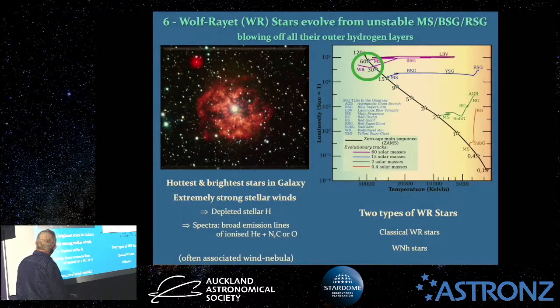They'll often have, as this one here too, an associated wind nebula, and that's just ejected material that's been all cast off from it, and it's just all hanging around in a nebula type situation. There are two types of Wolf-Rayet stars, your classical Wolf-Rayet stars and your WNH stars. Let's have a closer look at those, because that's very important.